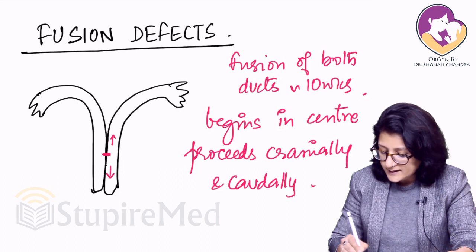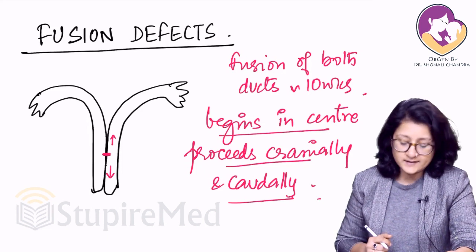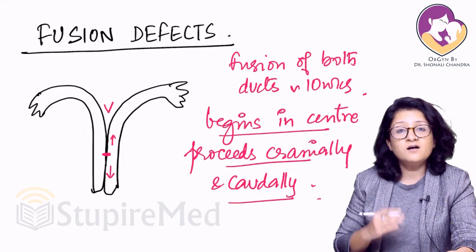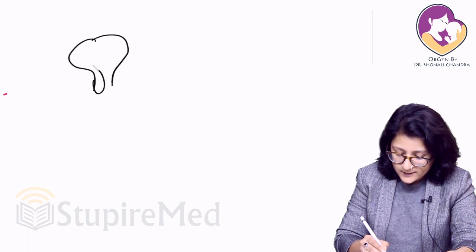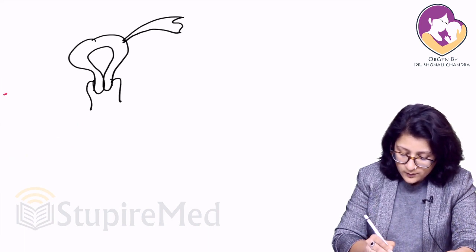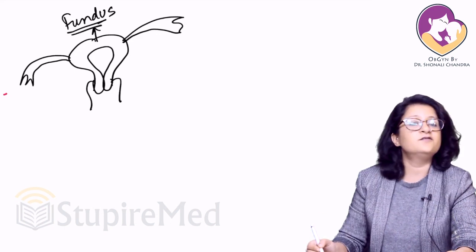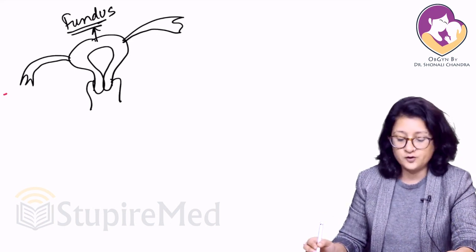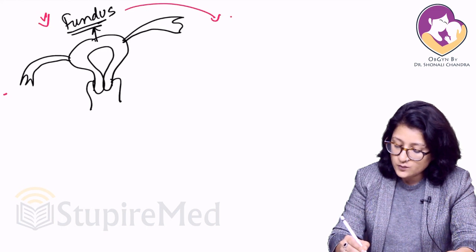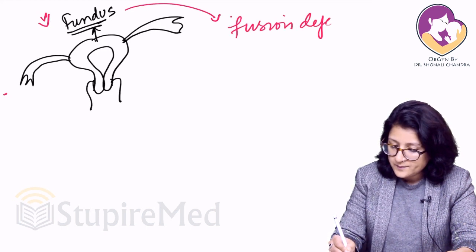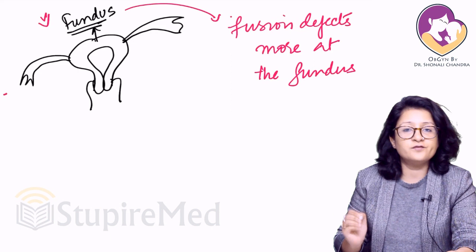Now, because developmentally this is so, any fusion defect is going to be more prominent at the fundus. Okay, what is the fundus? Fundus is that part of the uterus. This is the uterus, this is the tube, and this part of the uterus, the uppermost, topmost part, is the fundus. So whenever fusion defects occur, they are more commonly at the fundus rather than the rest of the uterus.